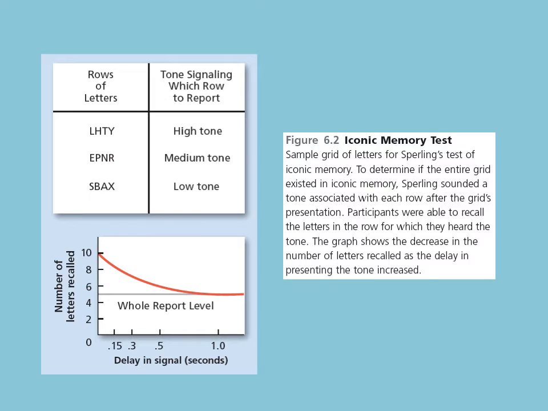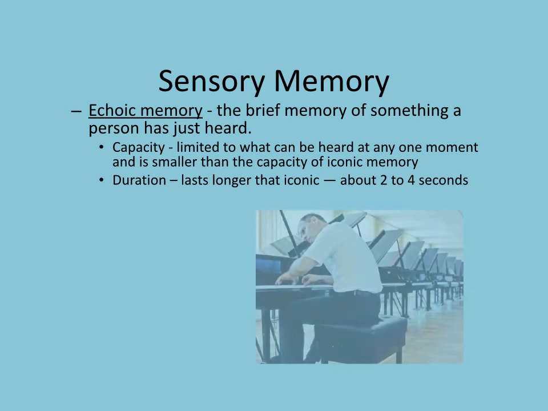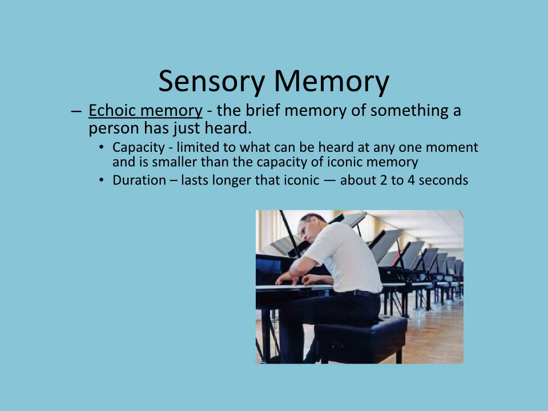Now, when you think about memory tests, you could do this whole sample grid of letters and determine if the entire grid existed, is an iconic memory and stuff like that. Now, an echoic memory is the brief memory of something that a person just heard. It means you can retain it further.